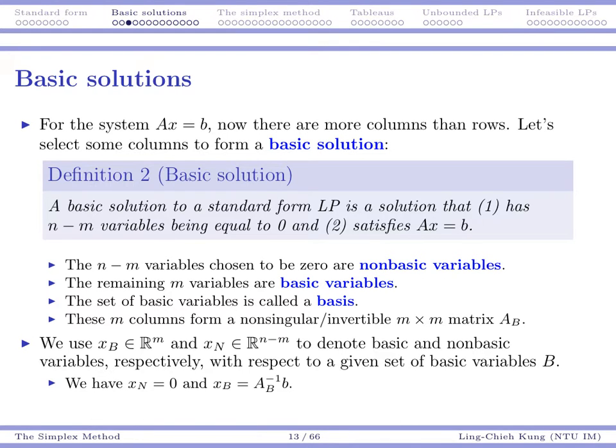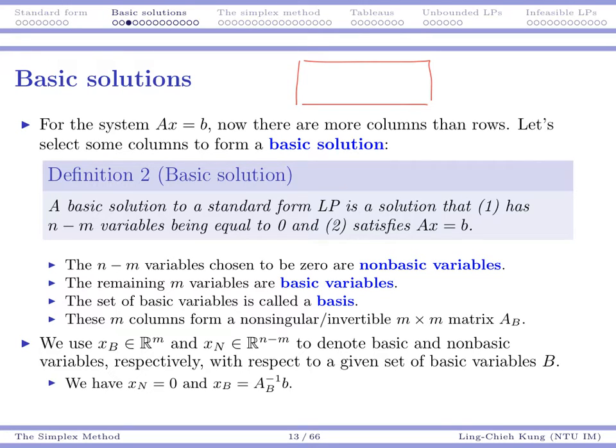So now for a system Ax equals b, we know this is some basic linear algebra, right? In linear algebra, we spend a lot of time talking about how to solve a linear system. Today we have a system that is special because there are more columns than rows. So roughly speaking, it would have some shape like this. This is your matrix A, which has more columns than rows. Let's select some columns to form a so-called basic solution.